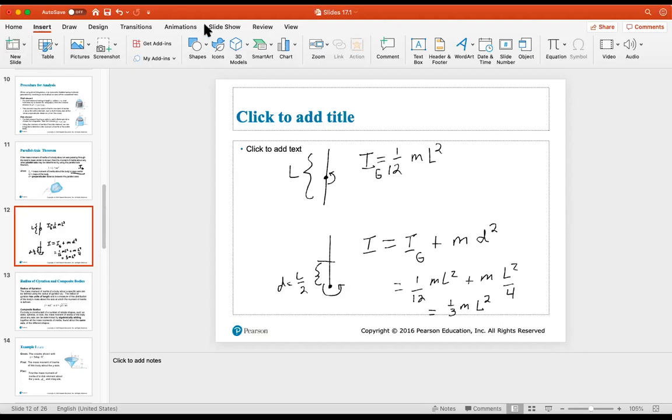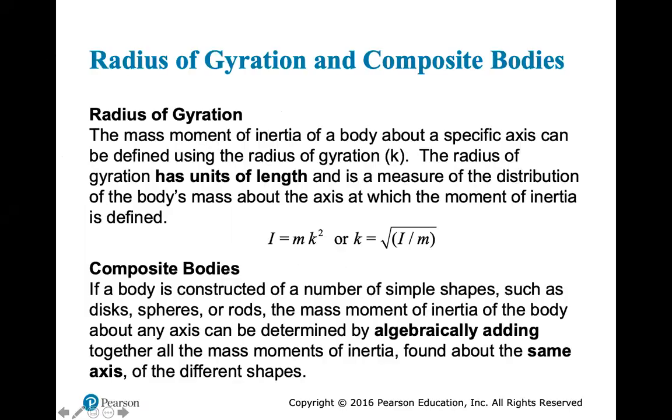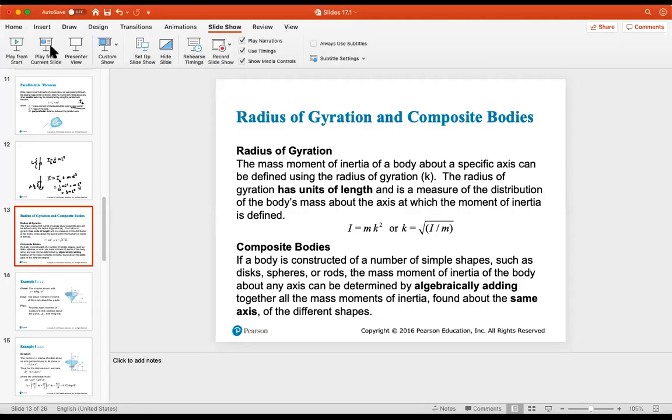Okay, so let's go back to our slideshow. All right, the following is just a definition. The radius of gyration, it's actually defined, it's k here. So, hope you're not getting dizzy, but I'm going to insert another slide here kind of explaining this.